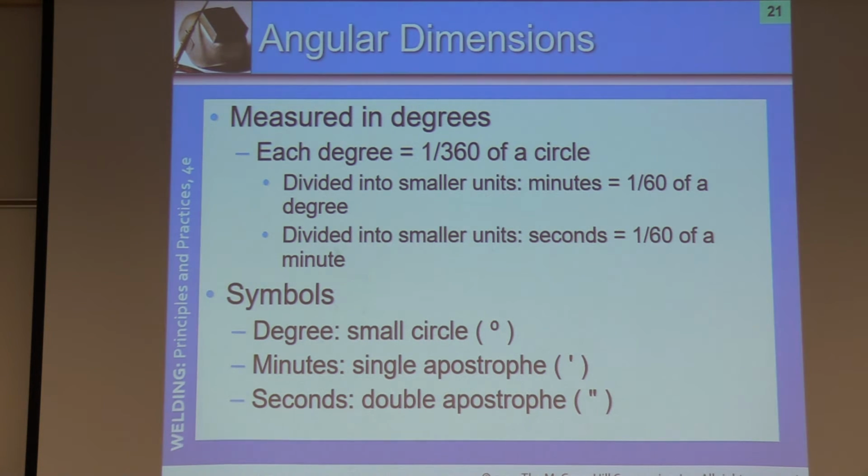Angular dimensions, measured in degrees. So each degree is 1/360th of a circle. To divide it into smaller units, which are minutes, which is 1/60th of a degree, divided into smaller units again are seconds, 1/60th of a minute. Real quick, the degrees are a small circle. Minutes are a single apostrophe. Seconds are a double apostrophe.